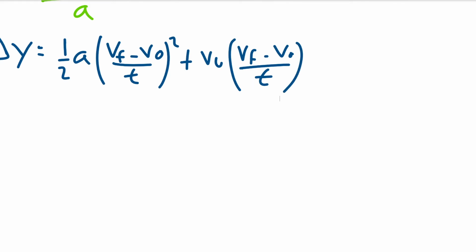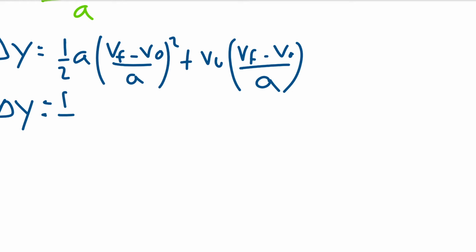So if I expand that out, sorry, they're not over t, they're over a. Sorry about that. We're substituting in for t, so they're over a. So if I square the first part and I multiply the v naught through on the second part, this should start to come together. So we have delta y equals 1/2.